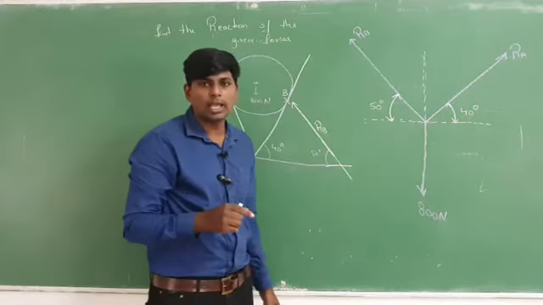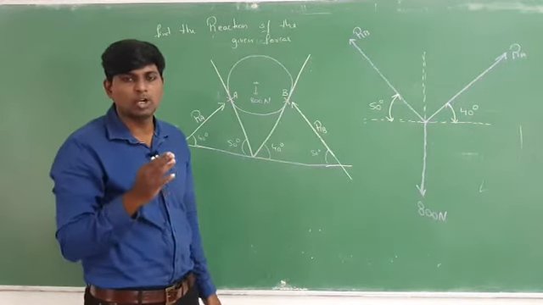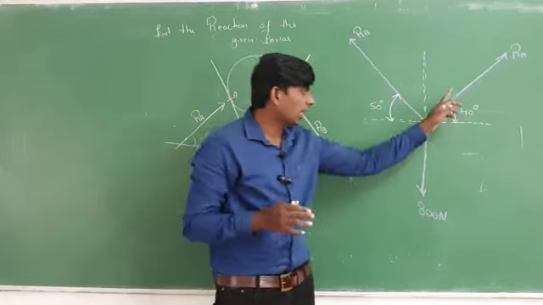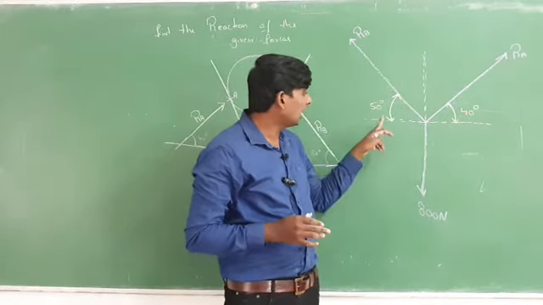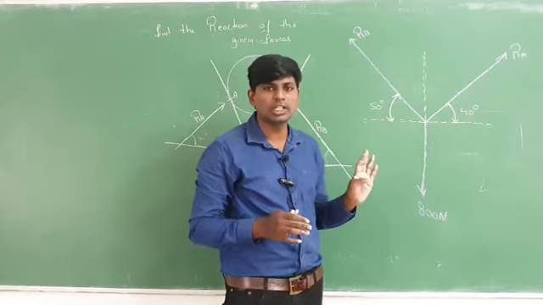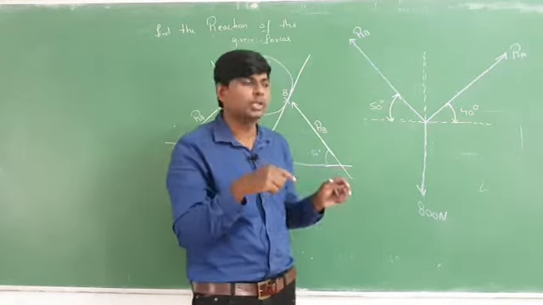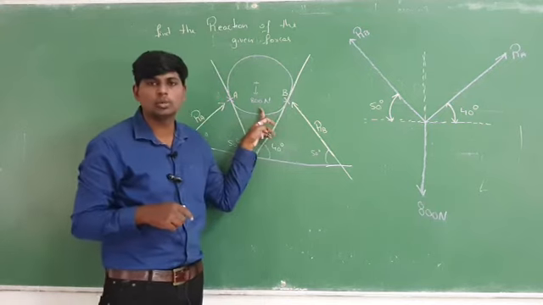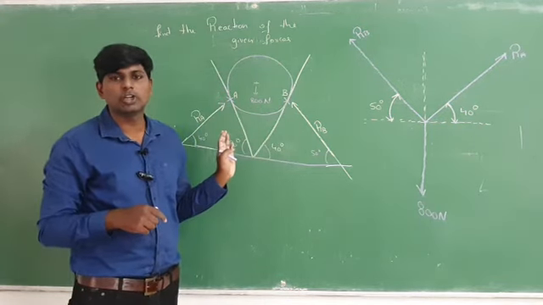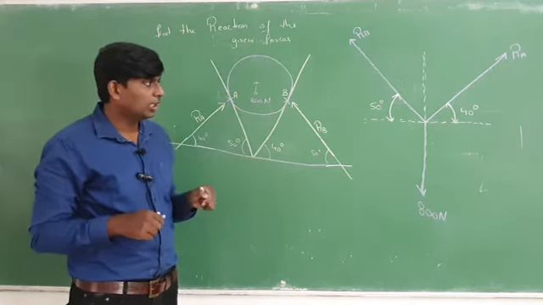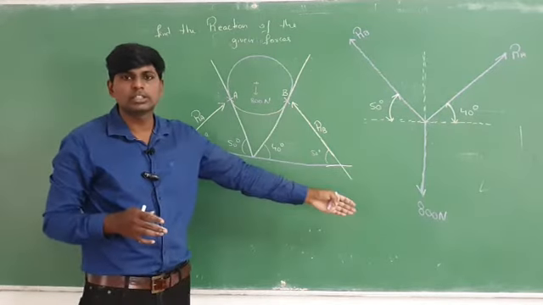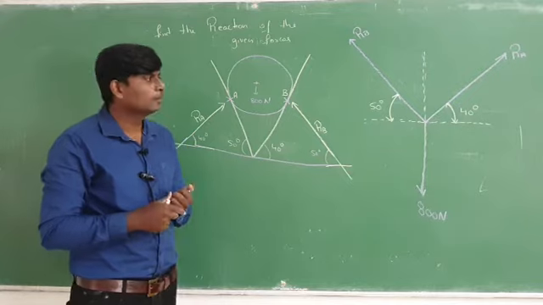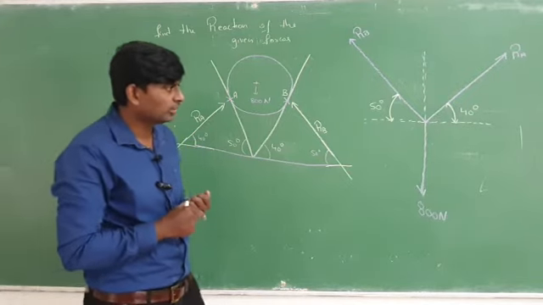Now I know RA as well as RB. RA is going at an angle of 40 degrees with the horizontal and RB is going at an angle of 50 degrees with the horizontal. I know the weight of the sphere, which is 800 Newton. RA I know, RB I know, and the weight is 800 Newton. Now what do I have to do next?